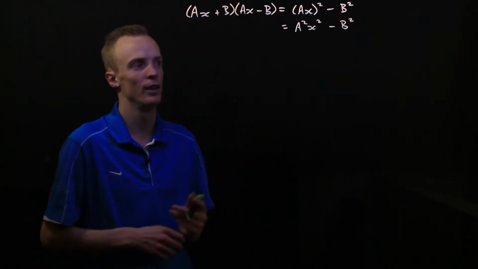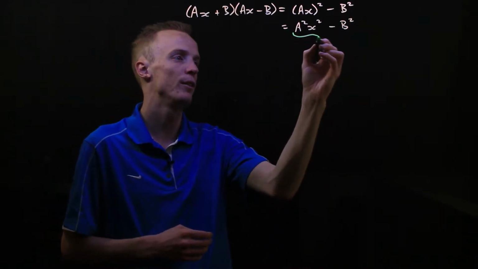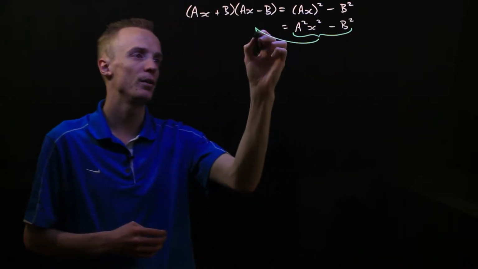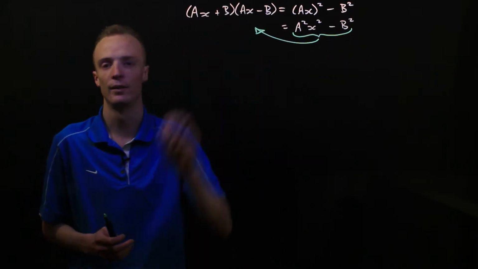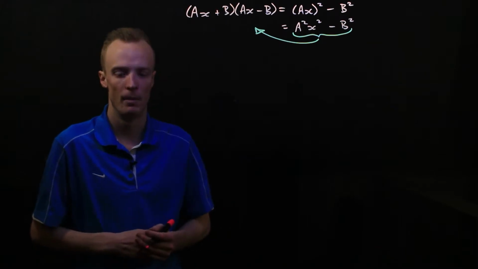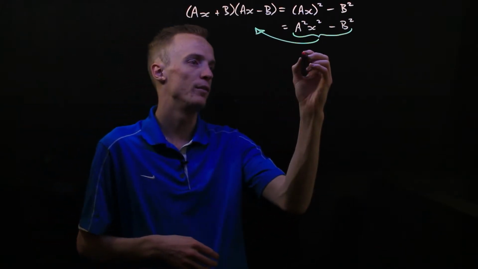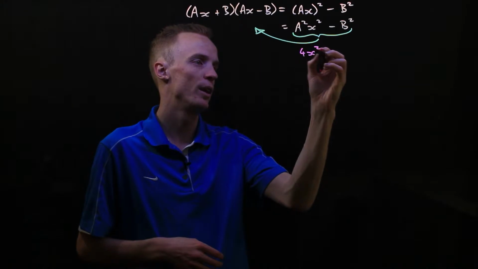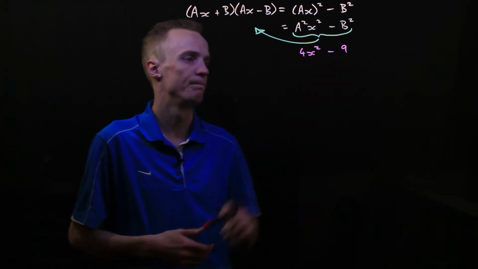Now what we're trying to do here is go back the other way. So if I've got something like this, how do I factorise it back into this? Well, let's take a look at a problem. Let's say I had 4x squared subtract 9.